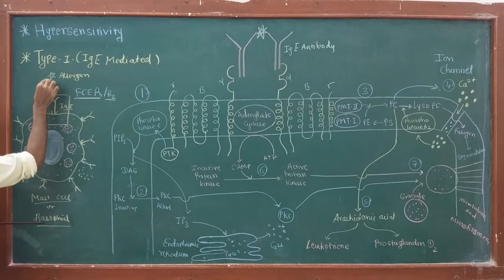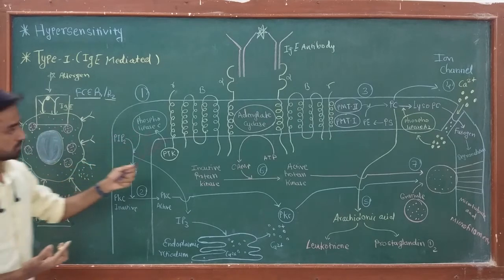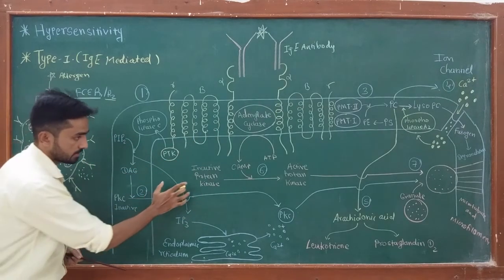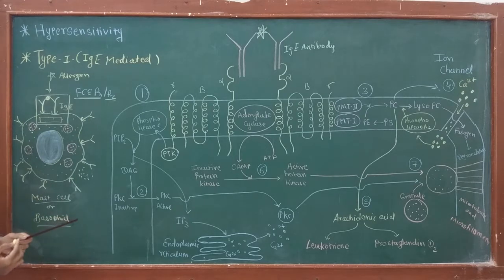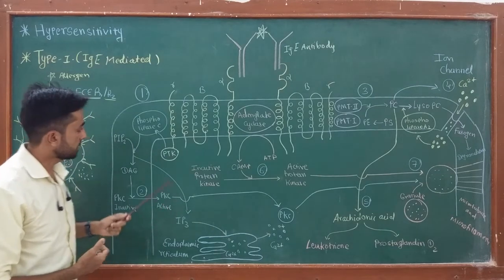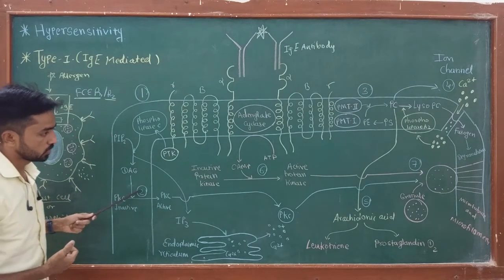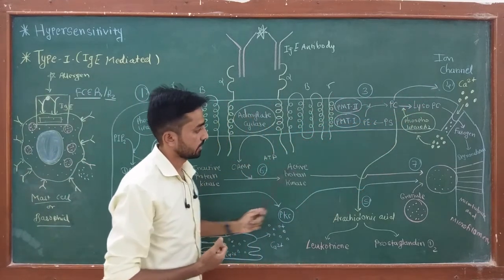If any allergen or antigen enters the body, the antigen will bind to the IgE antibody, and due to binding of the IgE antibody to the allergen, cross-linking of the IgE antibodies occurs, which leads to the start of the pathway inside the cell. Remember that this is the pathway occurring here inside the mast cell or basophil cell. For understanding purposes, I have divided the whole pathway into different stages: stage number 1, 2, 3, 4, 5, 6 and 7.